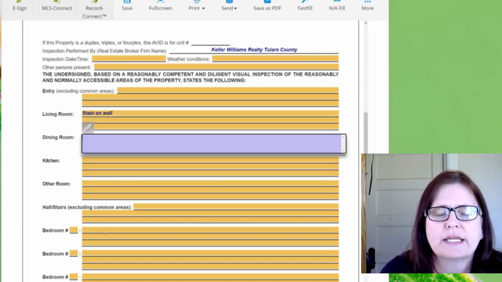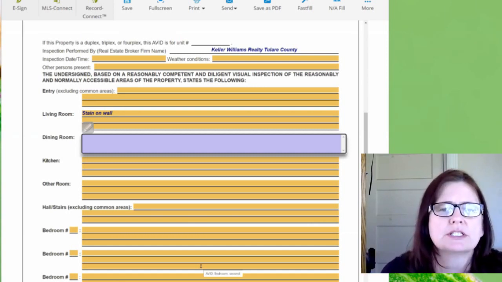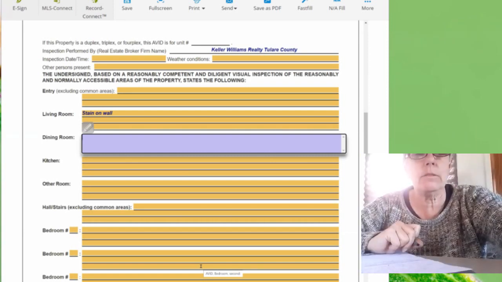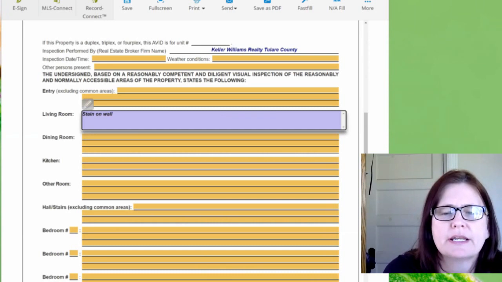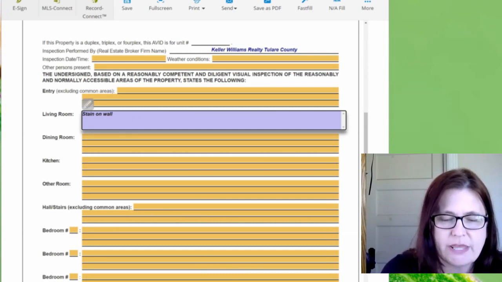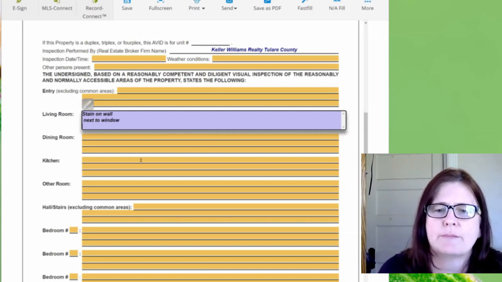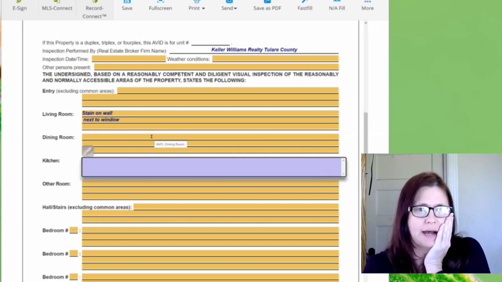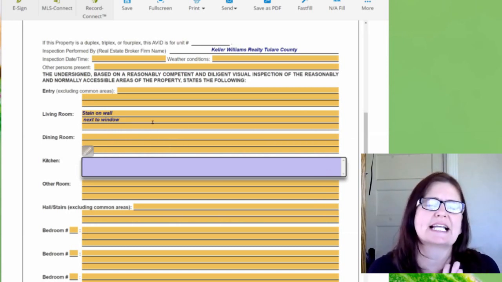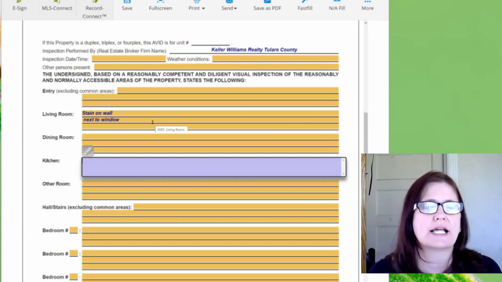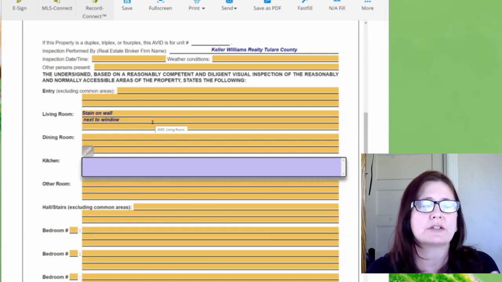Now, the stain on the wall is next to the window. So would we put next to the window? I would say yes. It's okay to put next to window or near window or whatever, so that they know which one. I would obviously do it all on one line: stain on wall next to window. So basically, we're just going to be as basic as we can to still call out the issue. We're not identifying colors, we're not identifying what it is, we're not identifying if it's big or little.